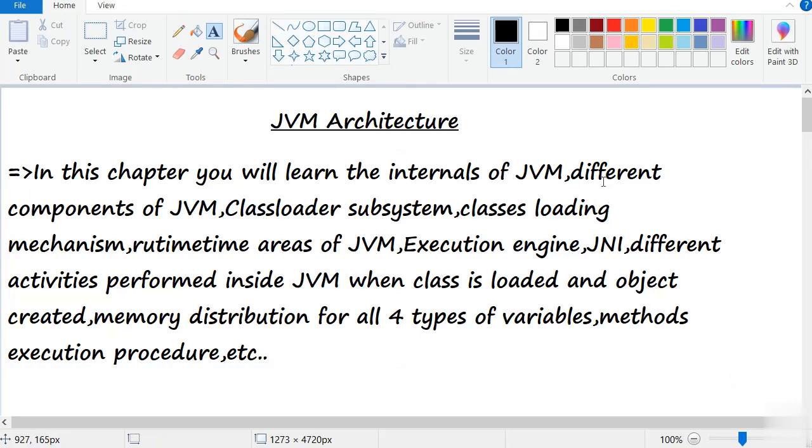We will learn the internals of JVM and the different components we have in JVM, and we will learn the class loader subsystem. What are the class loaders we have? And we will learn the class loading mechanism, how a class will be loaded, and we will see runtime areas of JVM, and the execution engine, and JNI, and different activities performed inside JVM when a class is loaded and an object created. We will see memory distribution for all 4 types of variables and methods, static and non-static and local, all those types of memory distributions, and we will see the execution procedure.